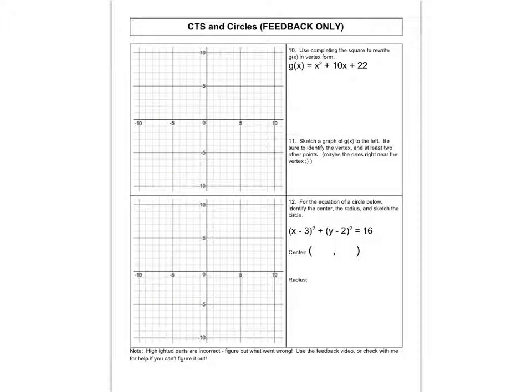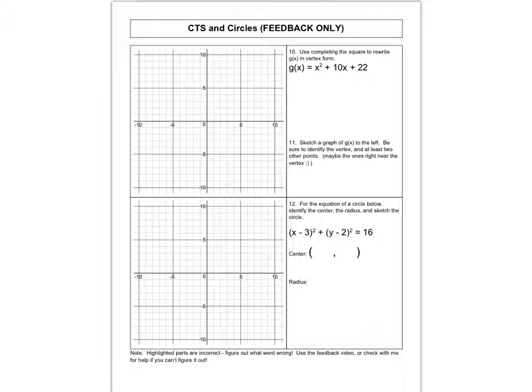Next up, we've got some completing the square and some circles. So I might start this out by saying, okay, I know this is going to be x squared plus 10x plus something. And if I do 10 divided by 2, that's 5. 5 squared is going to be 25. That something has to be 25. The only way for me to get 25 when I have 22 is to add 3 to both sides.